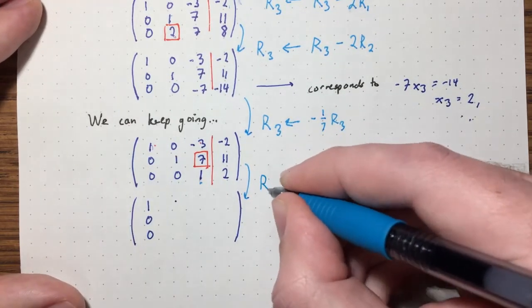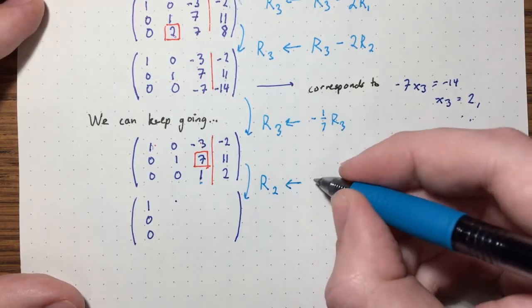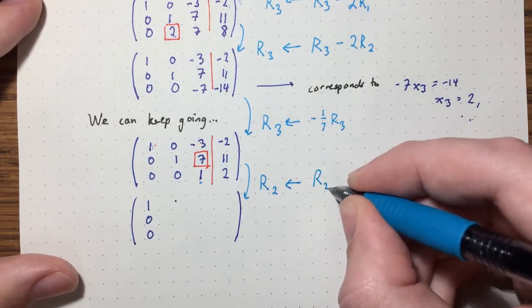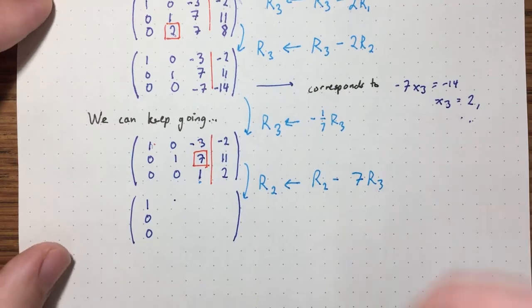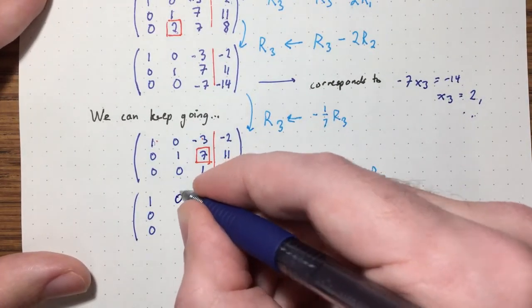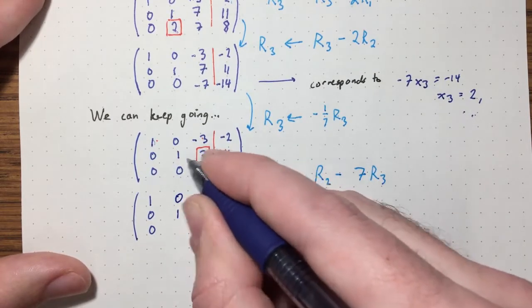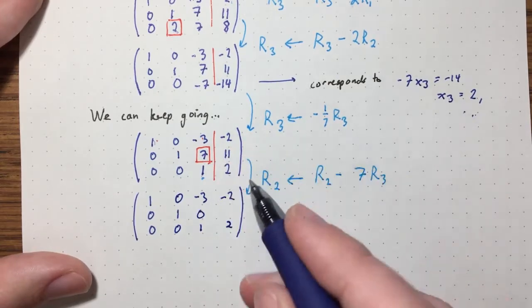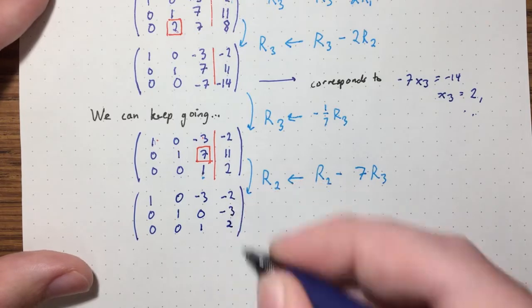So I'm going to take my old second row, and I'm going to add, or I guess I'm going to subtract. So I'm going to do R2 minus 7 times the third row. And what does that become? The first row stays the same. This 1 is unaffected, right? The third row stays the same. But that 7 is going to become a 0. And what's that 11 going to become? Well, it's 11 minus 14, so a -3.